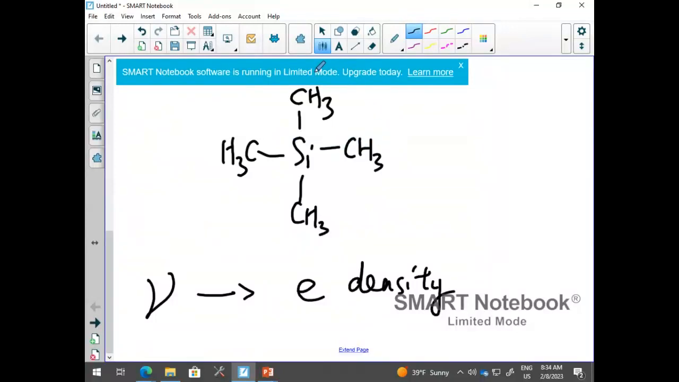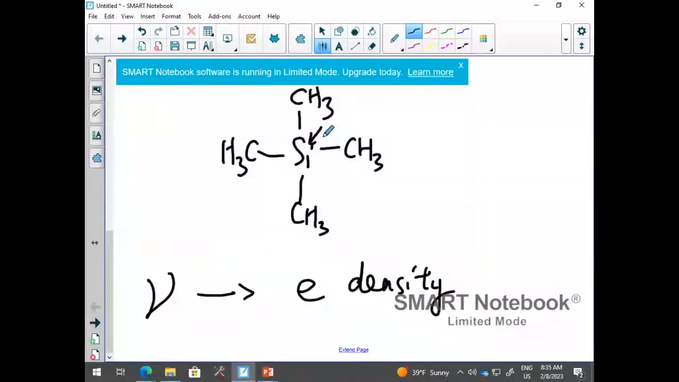Each of those protons has a very high electron density. Why do they have very high electron density? Because as you know, silicon is an element that sits below carbon. So is silicon's electronegativity higher or lower than carbon, sitting below carbon? It's lower than the carbon.